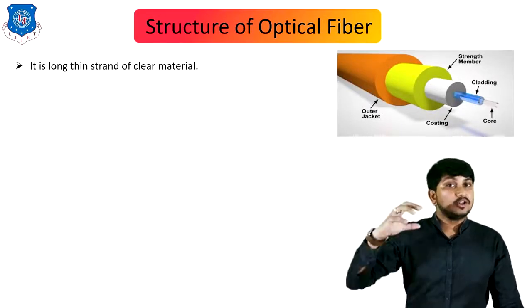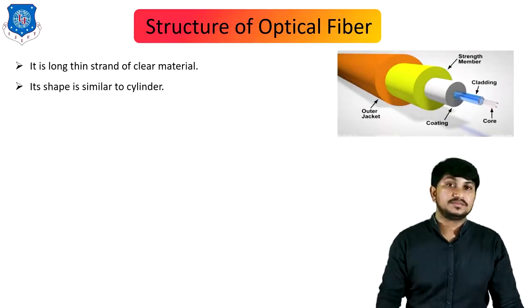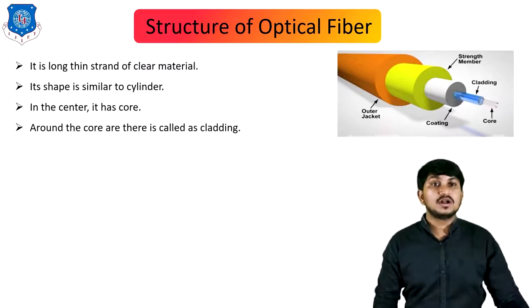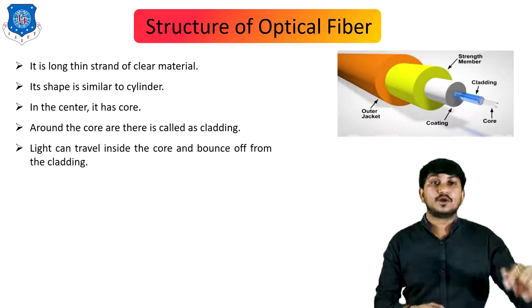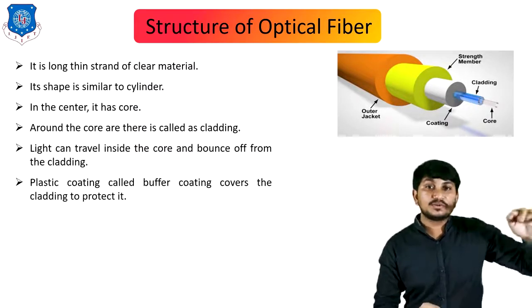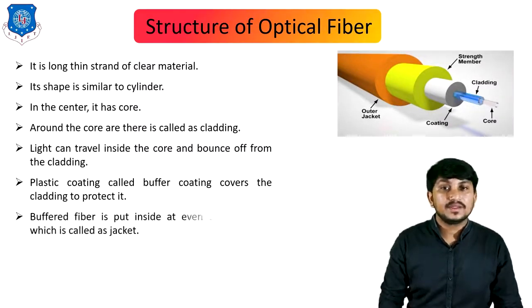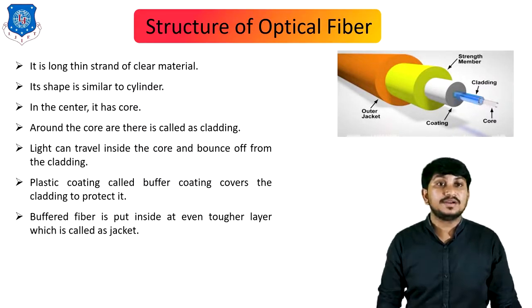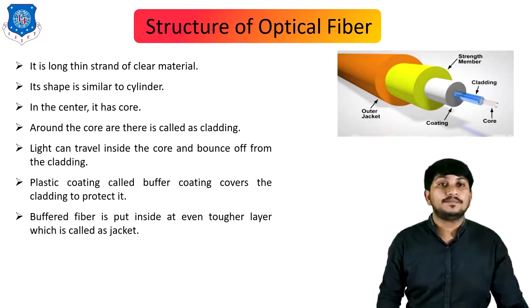It is a long thin strand of clear material. Its shape is similar to cylindrical. In the center part it has a core. You can clearly see the core part. Around the core there is a cladding. Light can travel inside the core and bounce off from the cladding. One plastic coating called the buffer coating covers the cladding to protect it. The buffered fiber is put inside an even tougher layer which is called the jacket. You can clearly see the jacket part. So this is the structure of optical fiber.